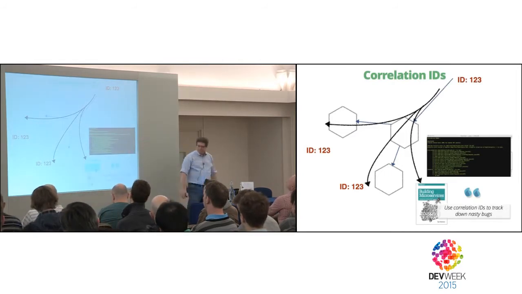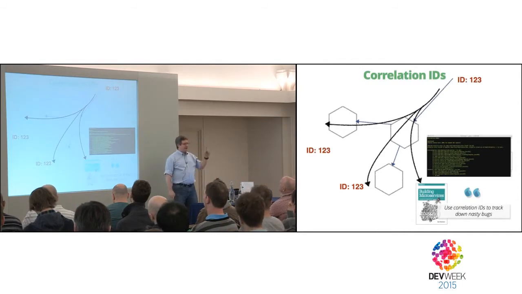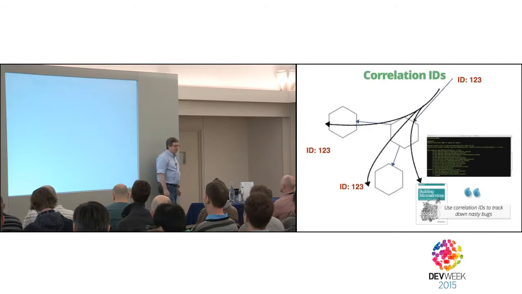This is another one of those best practices there. Use correlation IDs to track down nasty bugs for interactions that you can't quite put your finger on. This allows you to find out exactly what path it took through the topology of your architecture.